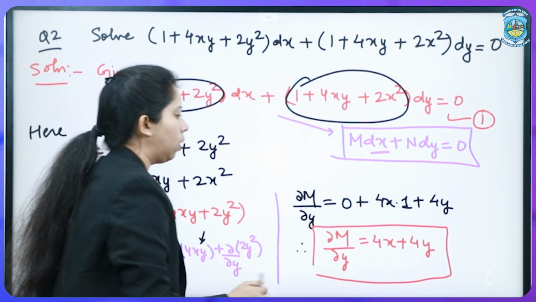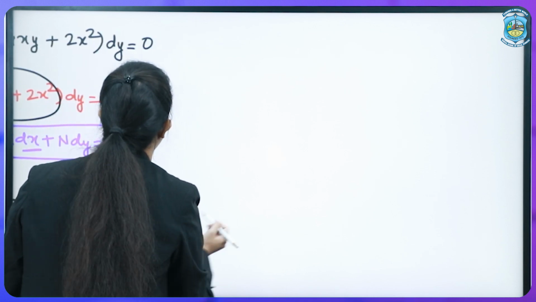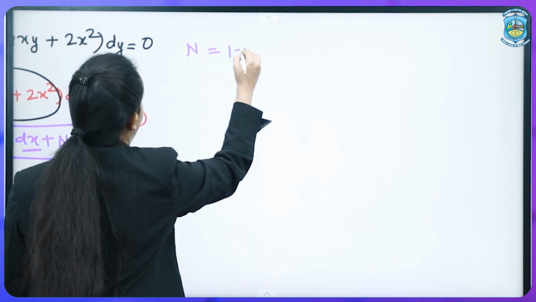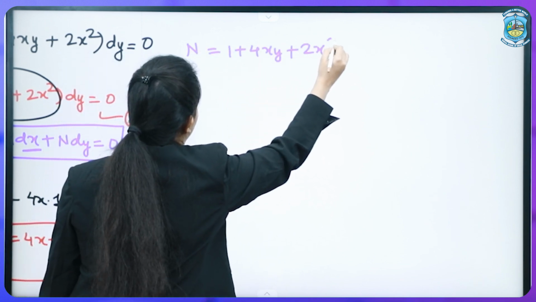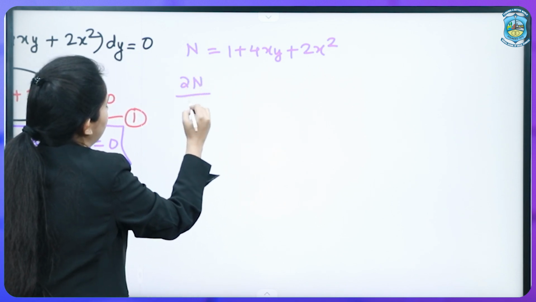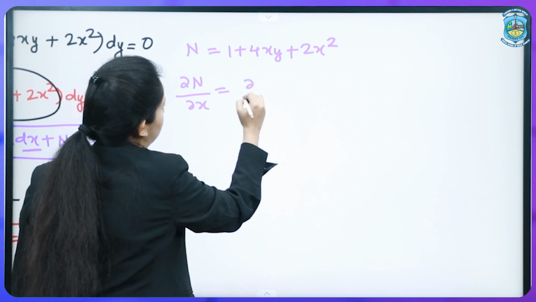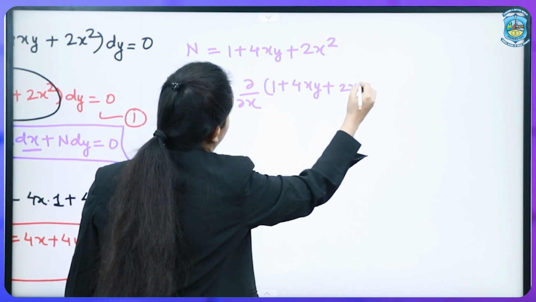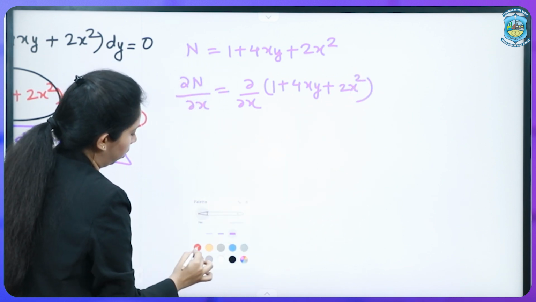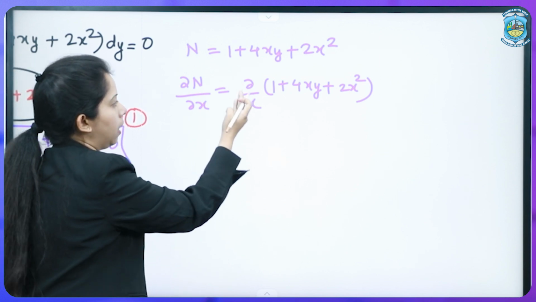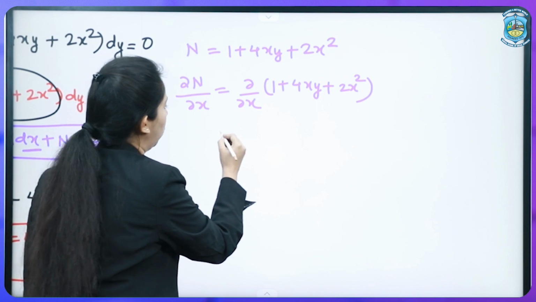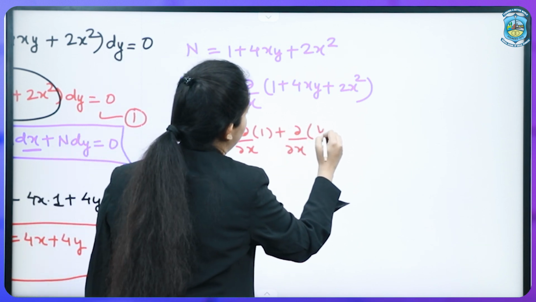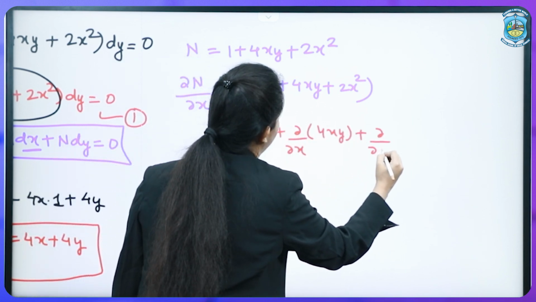Next step is to find the value of del n by del x. So, I can write it again, that the value of n is equal to 1 plus 4xy plus 2x square. So, this is n. Now, we will differentiate n with respect to x. So, we will get del by del x of 1 plus 4xy plus 2x square. Again, using the rule of differentiation, that is the derivative of sum of 3 functions will be equal to the sum of the derivative of the function. So, del by del x of the second term is 4xy plus del upon del x of 2x square.